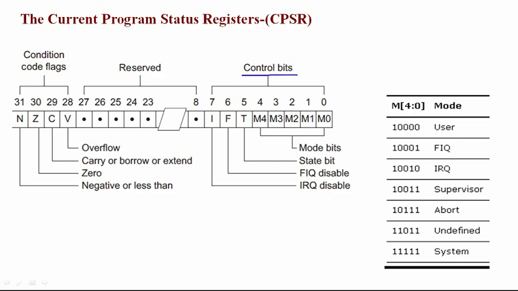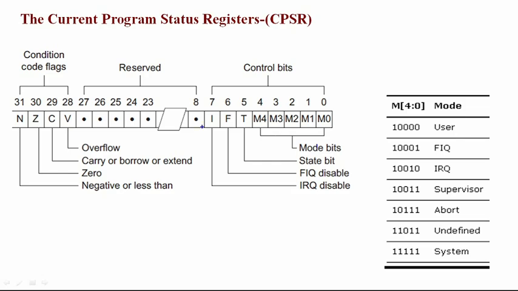This is called the control bits. In the control bits, you can see this is the T bit. T bit stands for thumb mode, whether you are going for thumb operation or ARM mode. So there are two modes, and whether you want to go for thumb mode or ARM mode is decided by bit number 5. Bit number 5 tells you thumb mode or ARM mode.